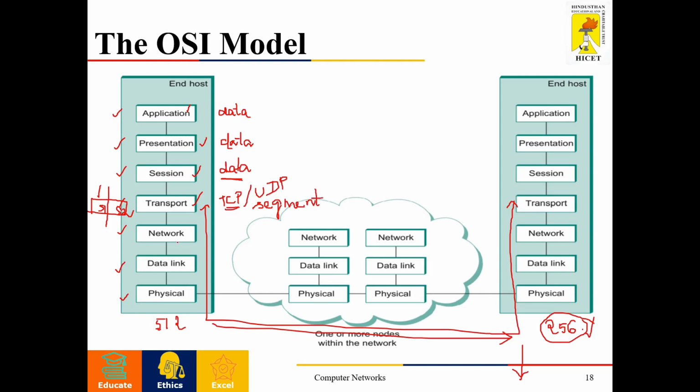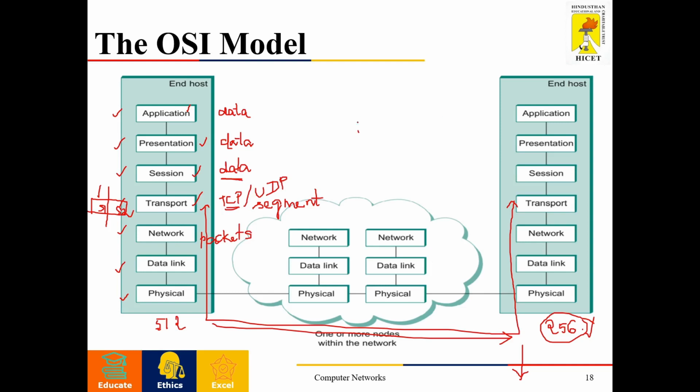And the next one is network layer. The functionalities of network layer are internetworking, addressing, routing, and packetizing. In this layer, the data will be represented in terms of packets, with the source IP address and destination IP address.